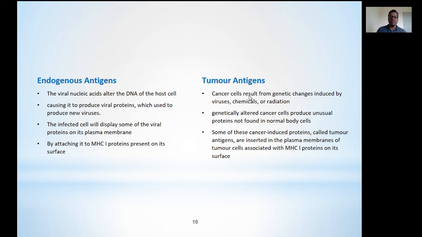As for the tumor antigens, cancer cells result from genetic changes induced by viruses, chemicals or radiation, which genetically alter the cancer cell to produce abnormal proteins that are not normally found on normal body cells. So these abnormal proteins will be attached to MHC class 1 by the cell and then recognized by the TC as abnormal, and the process of destroying it will activate it.